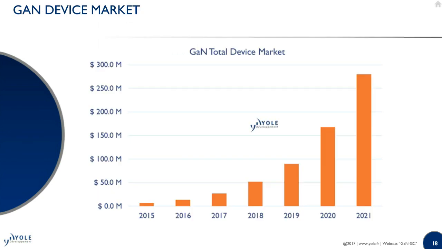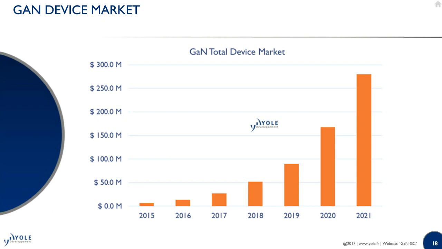Now, looking at the market forecast, so far the GaN power device market is still very small, a little bit more than $10 million US. The forecast is very optimistic, with a CAGR of more than 80%, and the market will be more than $250 million US in 5 years' time.